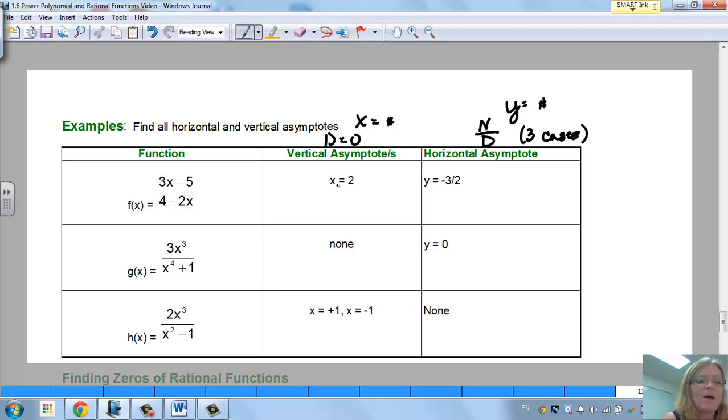Here, my powers are the same, so I look at the leading terms. Here is the work for this one. I'd put 3x over negative 2x. This will cancel out, and you get y equals negative 3/2. Let me show you the work for this one.